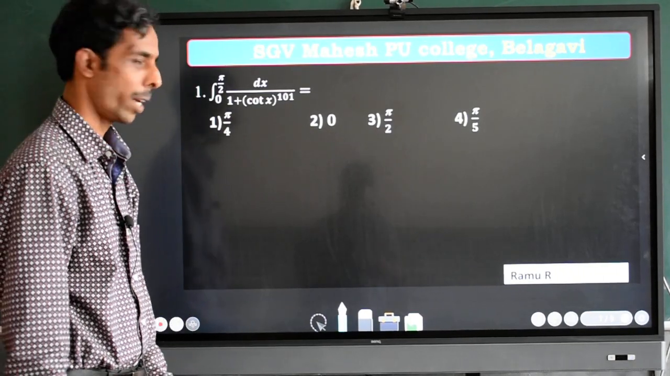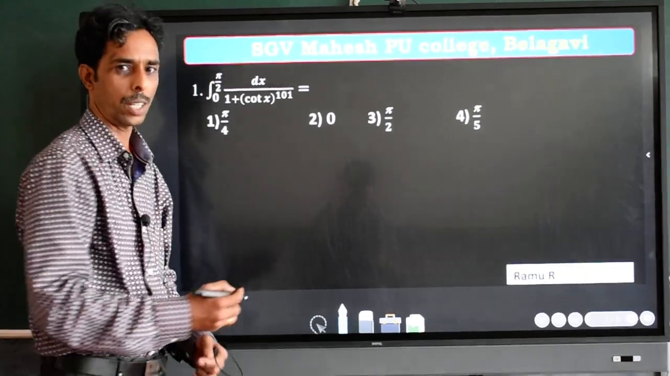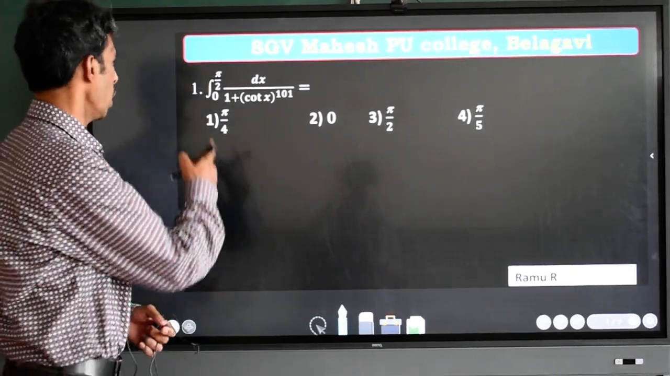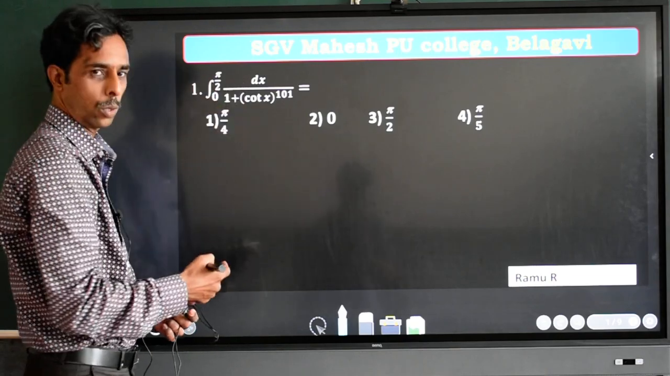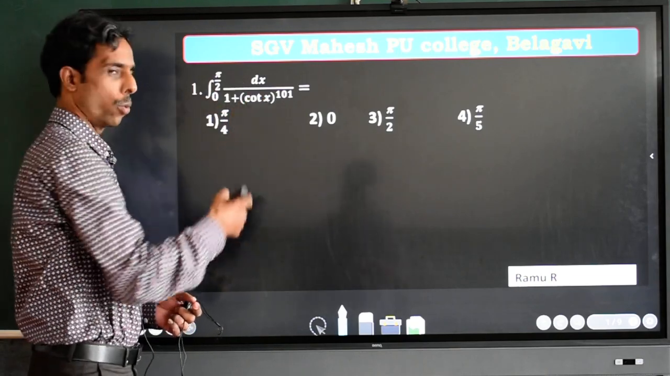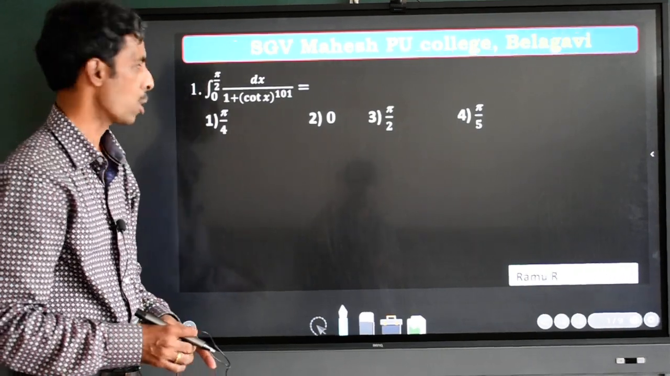Dear students, today we will discuss some questions related with the concept of integration. See, in the first question, what is given is the integration from 0 to pi by 2 of 1 divided by (1 plus cot x) whole to the power 101 into dx. You know very well its property.